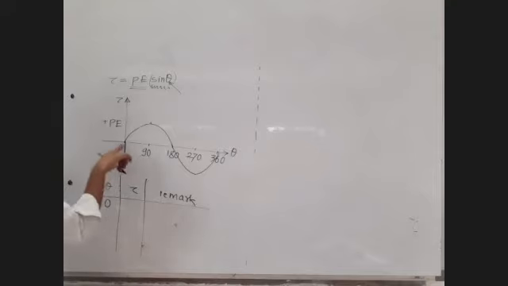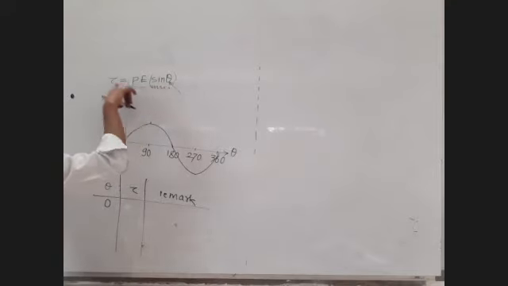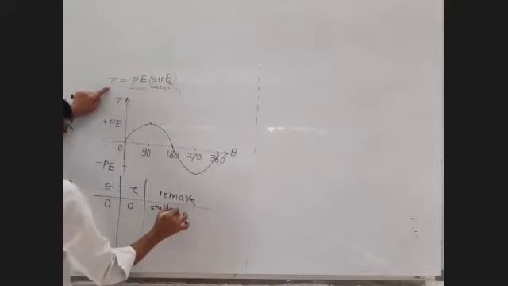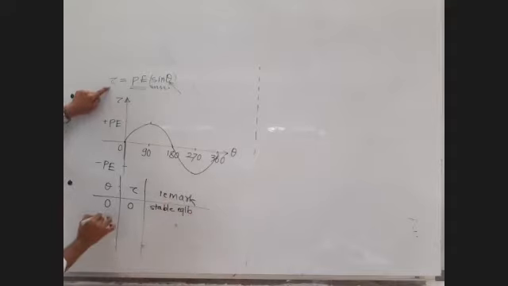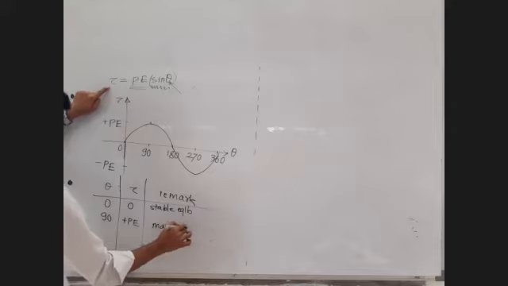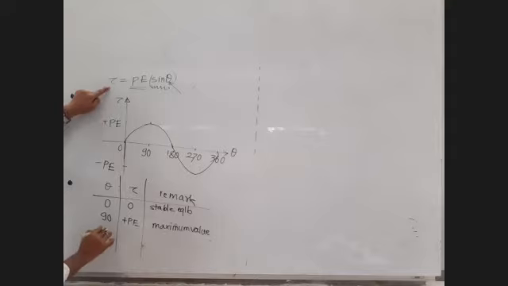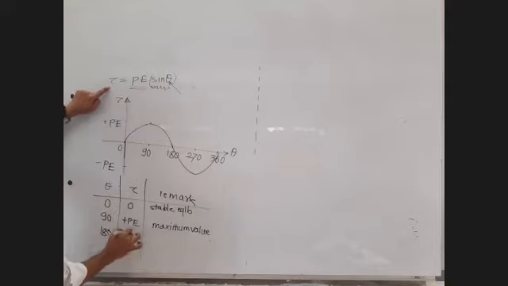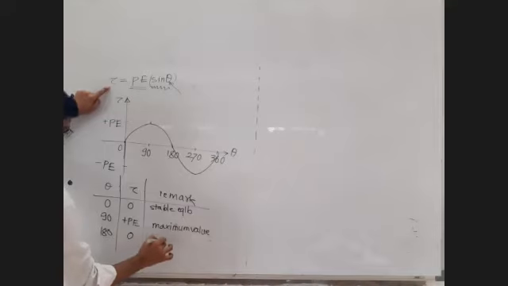Theta equal to 0, sine 0 is 0, 0 into anything is 0, torque equal to 0. This is your stable equilibrium. Theta equal to 90, torque equal to PE, plus PE, maximum value of the torque. Theta equal to 180, torque equal to 0, sine 180 is 0, 0 into anything is 0. Unstable equilibrium.